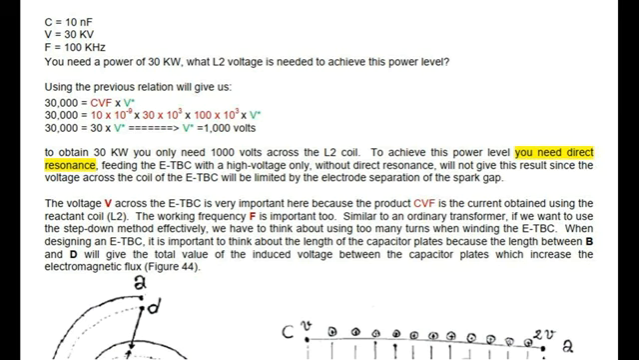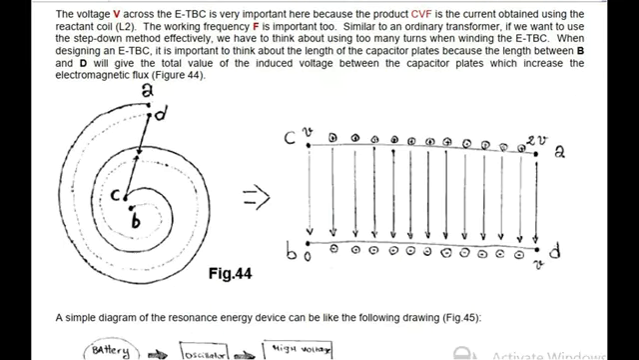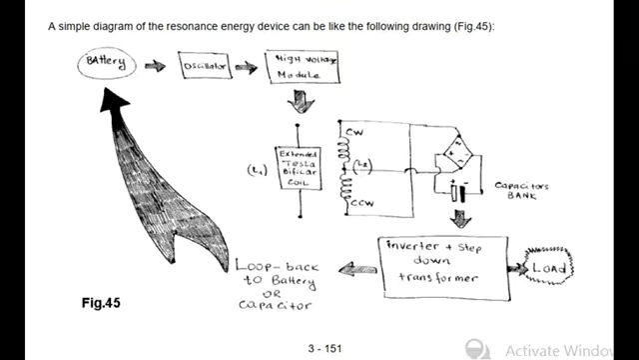Similar to an ordinary transformer, if we want to use the step-down method effectively, we have to think about using too many turns when winding the ETBC. When designing an ETBC, it is important to think about the length of the capacitor plates because the length between B and D will give the total value of the induced voltage between the capacitor plates, which increases the electromagnetic flux, figure 44. A simple diagram of the resonance energy device can be like the following drawing, fig 45.